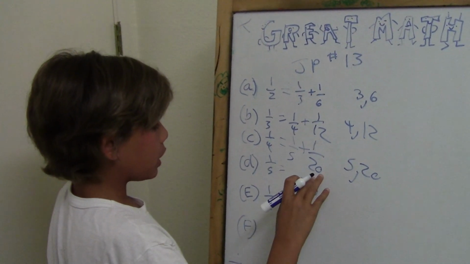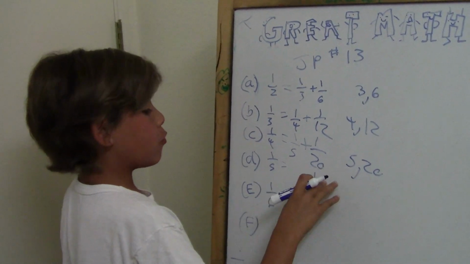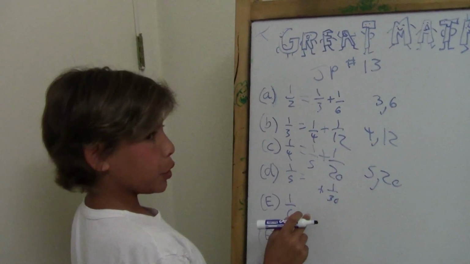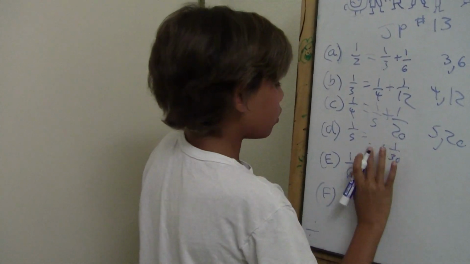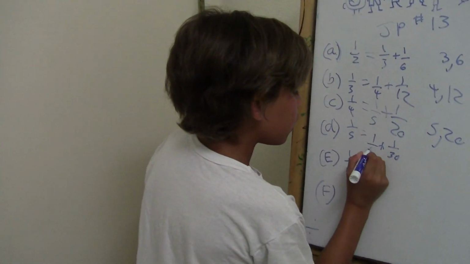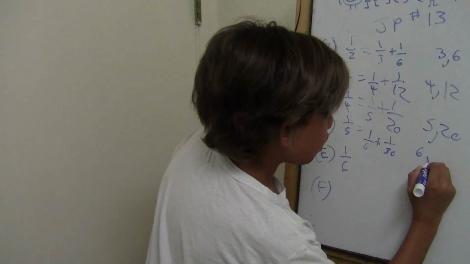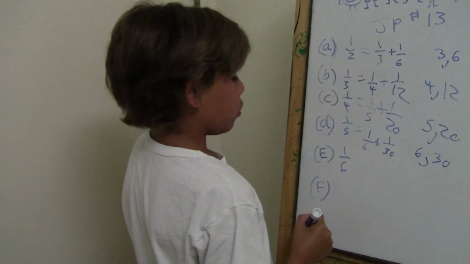So we would need 5 more. So that would be 5/30. Yeah, that would work. So 1/6. So that equals 6 and 30, all of their reciprocals.